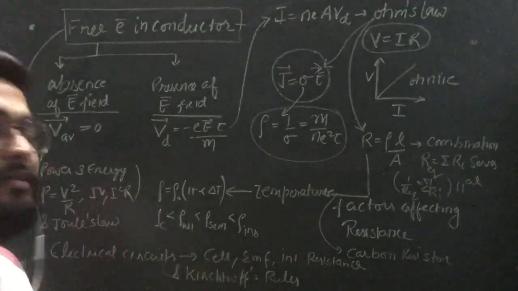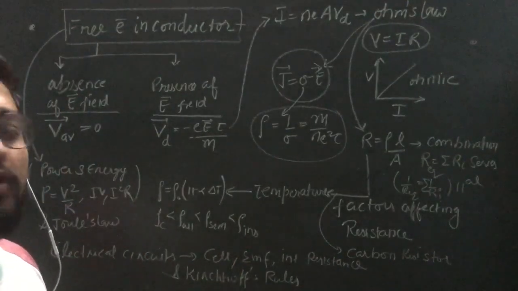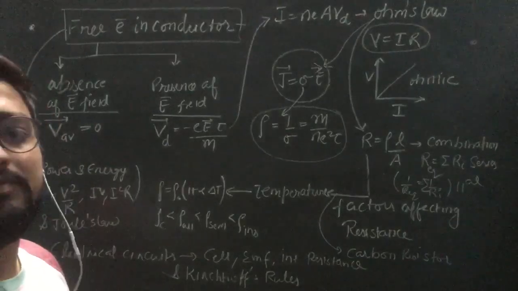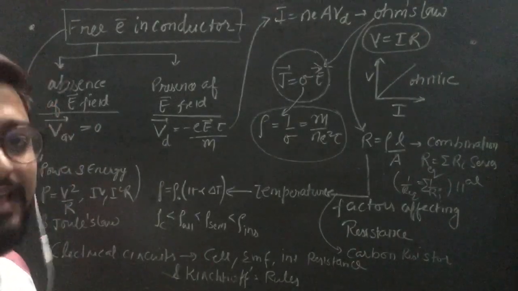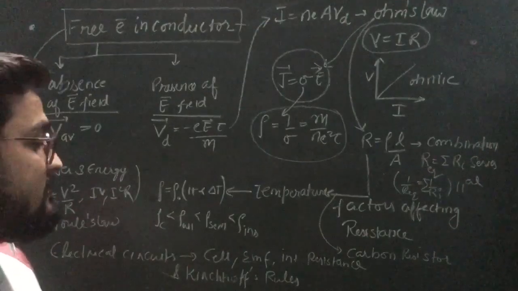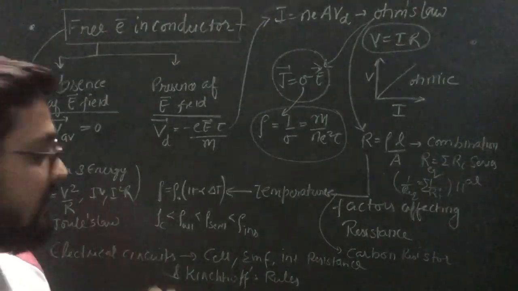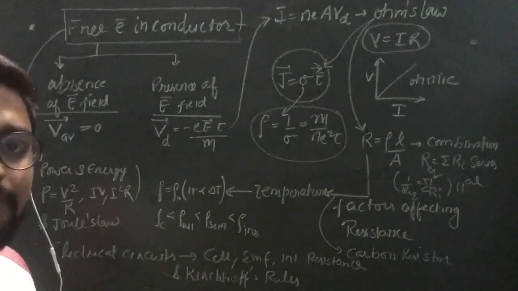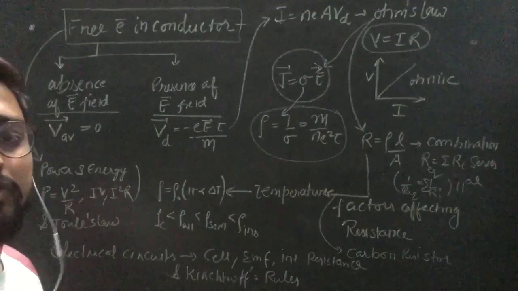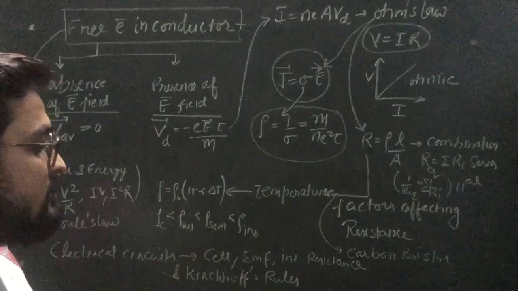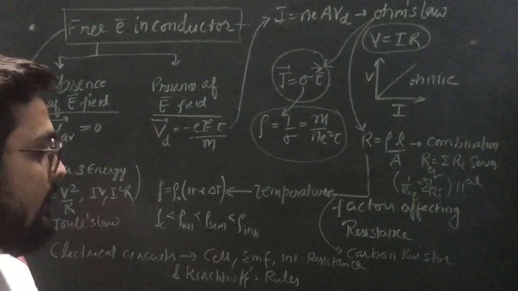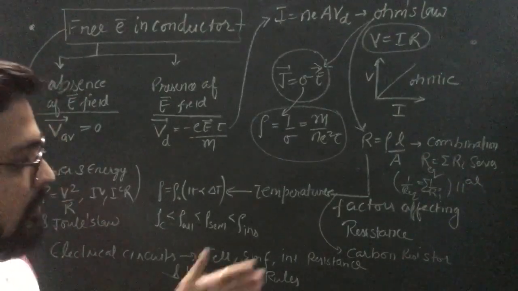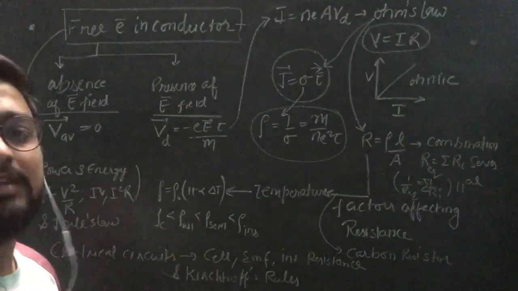What is EMF? EMF is the maximum potential difference between the two electrodes of a cell when there is no current in the circuit or if the circuit is open. Then I have told you internal resistance. It is the resistance of electrodes and the electrolyte which is filled in the cell. And one more thing was there, that is terminal potential.